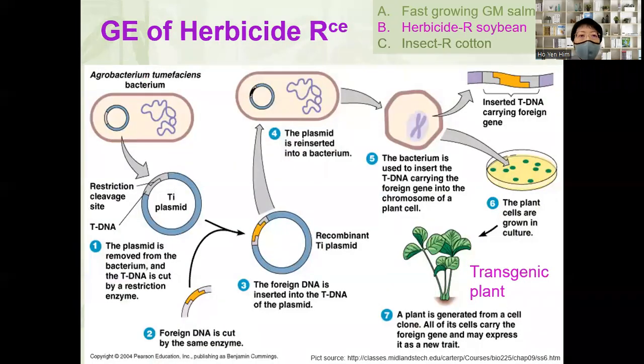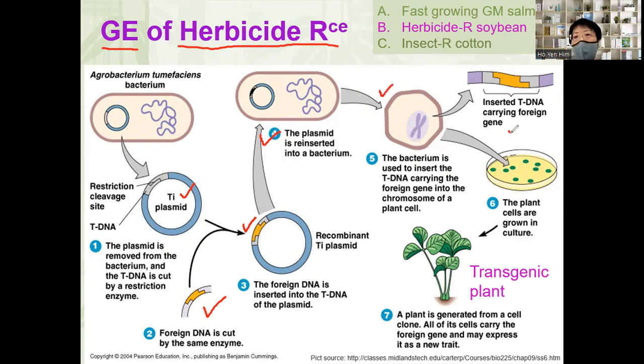So let's look at the genetic engineering of herbicide-resistant plant. Step number 1, obtain the wanted gene. Step number 2, obtain the plasmid. Step number 3, insert the gene to the plasmid to produce recombinant DNA. Step number 4, insert recombinant DNA into bacteria. Step number 5, use the bacteria to infect plant cell, injecting the gene into the plant cell.